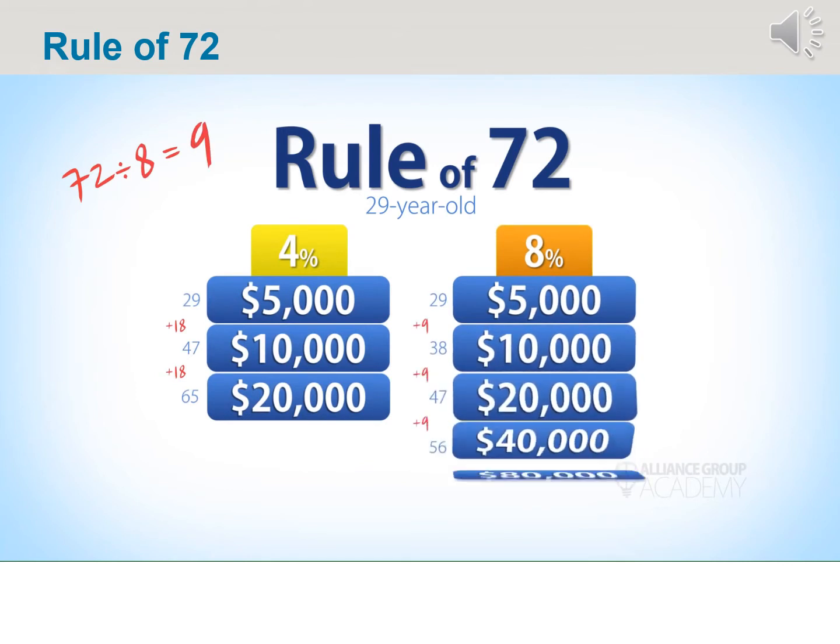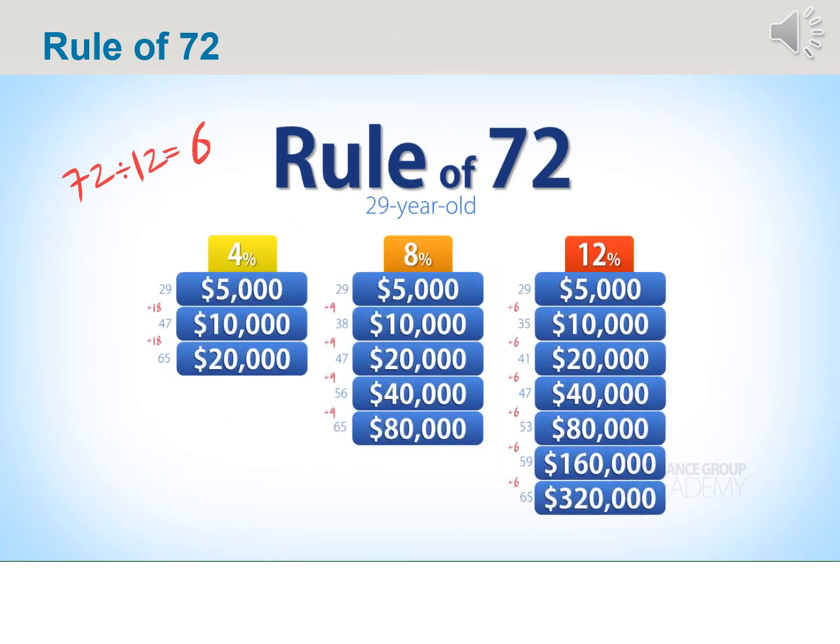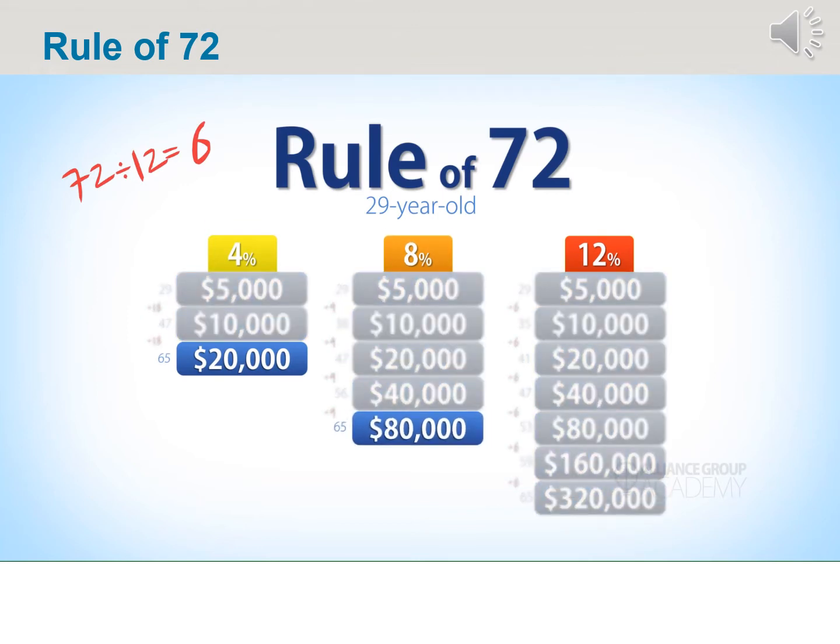At 8%, it doubles 4 times. At 12%, it doubles 8 times. So by doubling your interest rate from 4% to 8%, you actually quadruple your money. And by tripling your rate from 4% to 12%, you 16-tuple your money.